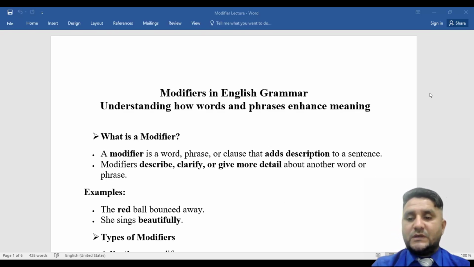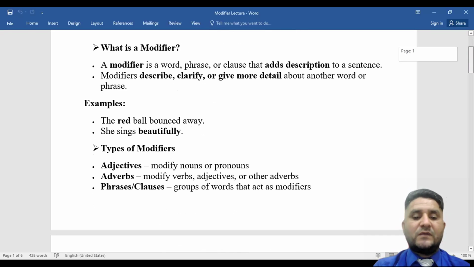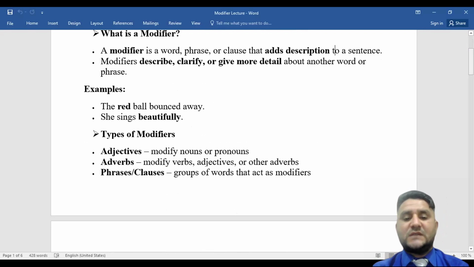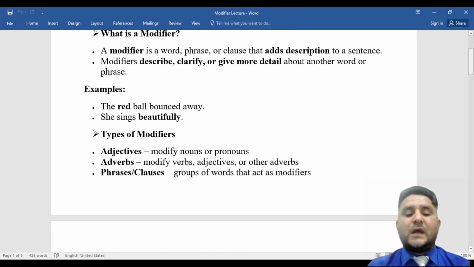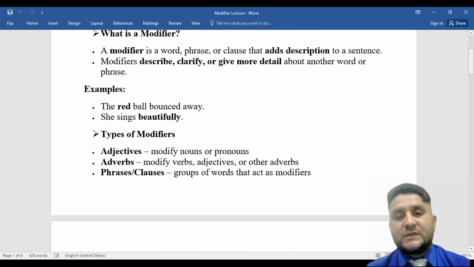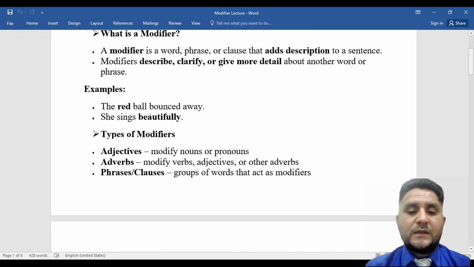Now we proceed towards types of modifiers. Modifiers usually are adjectives, adverbs, and some phrases and clauses as well. When they are adjectives, they modify nouns or pronouns. As adverbs, they modify verbs, adjectives, or other adverbs. In the case of phrases and clauses, these are groups of words that act as modifiers.